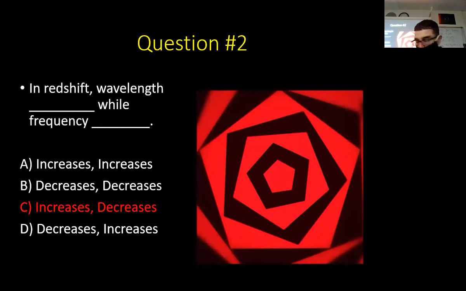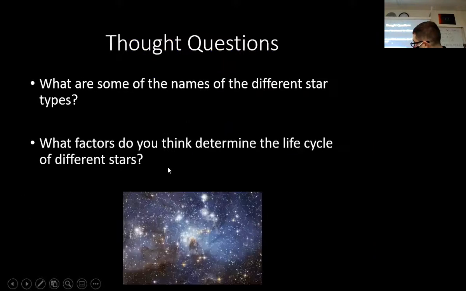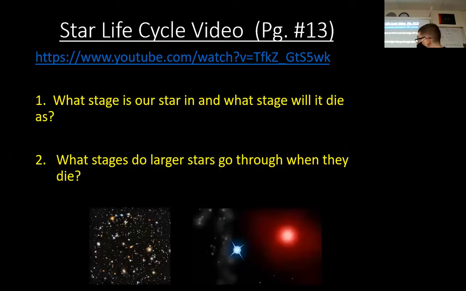Really good job, everybody. Okay, moving on to our only video questions of the day on page 13. I need you to write number 1 and 2. We're going to compare the questions in yellow. You need to write these down on page 13, guys. We're going to compare our star, the sun, to giant stars. So I want to know for number 1, what stage is our star, the sun, in? And what stage will it die as? Because stars have a life cycle, they die as well. So what's going to happen to our star through its lifetime?